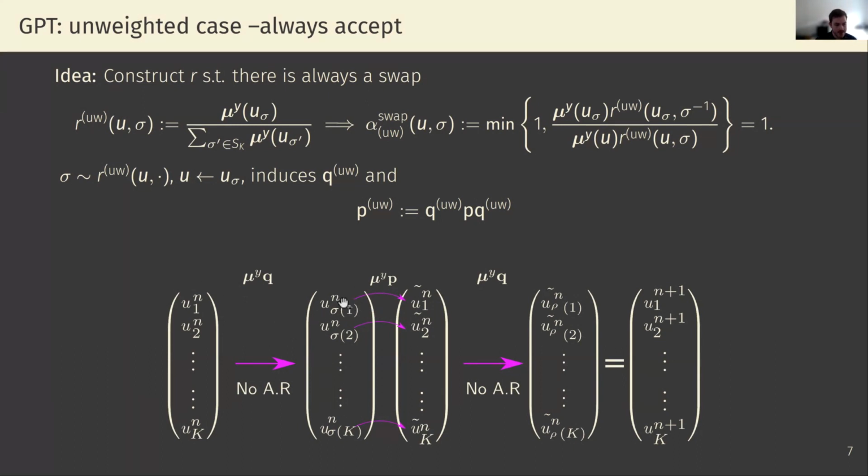We get this intermediate state u_sigma1 all the way through u_sigmaK. To this intermediate state, we apply one step of our favorite kernel P, like Random Walk Metropolis or pCN on each component. We get another intermediate state u tilde. And to this intermediate state, we swap the components with an additional permutation rho sampled from R_UW evaluated at this intermediate state here. And once we have done these three steps, Q P Q, we get our next state of the chain, u_{n+1}.